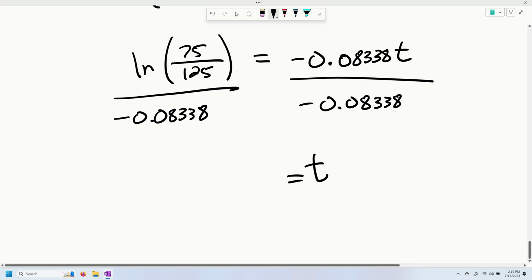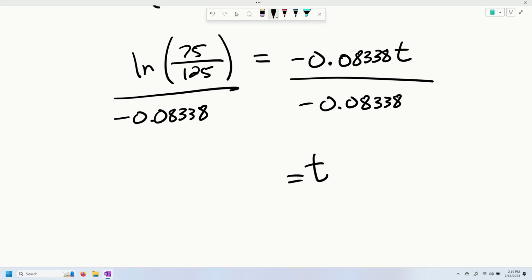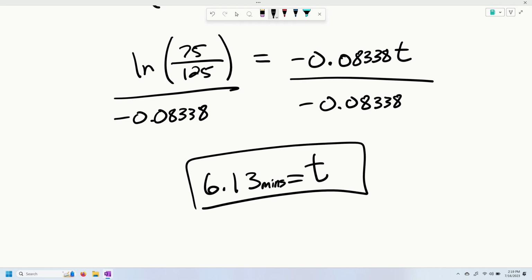When you do that, give me 1 second, I'm going to do it off camera. We get the natural log of 75 over 125 divided by negative 0.08338. I end up with t equals 6.13, rounded to 2 decimal places, minutes. So all we have to do is wait 6 minutes, approximately, and you have a pizza that is at the perfect temperature of 150 degrees.